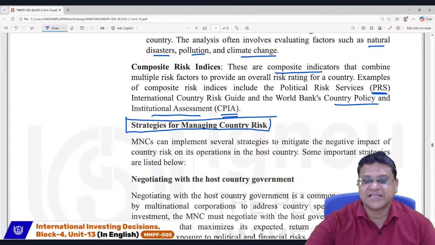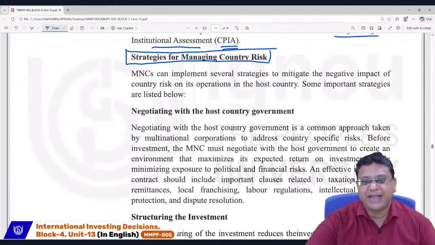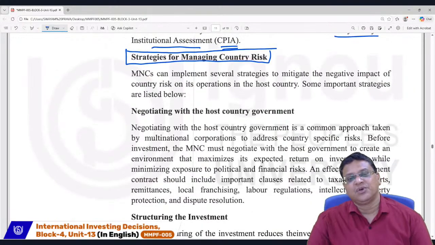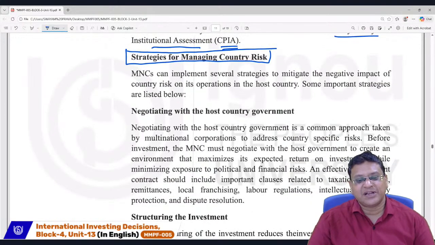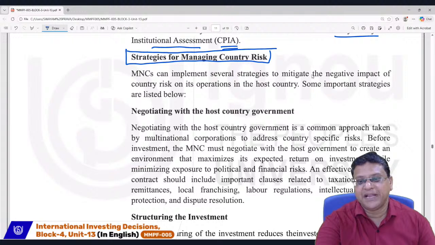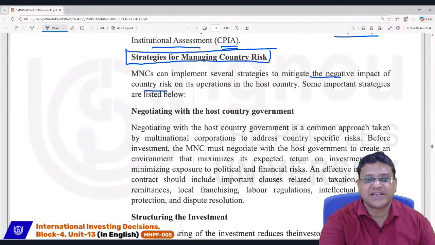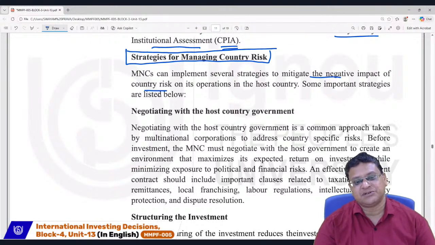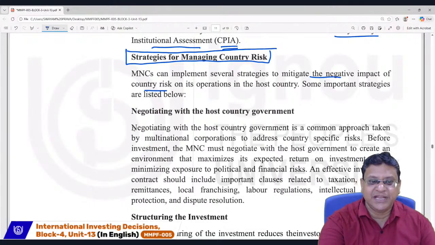Once the country risk is assessed, how to manage the country risk? What strategy should a company, an MNC, adopt for managing country risk? There are many strategies to mitigate the negative impact of country risk on its operations. First one is negotiating with the host country government.